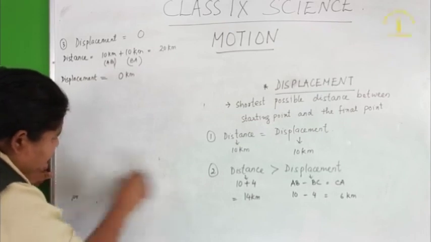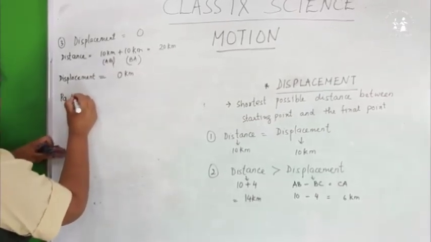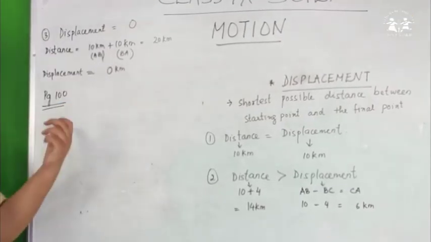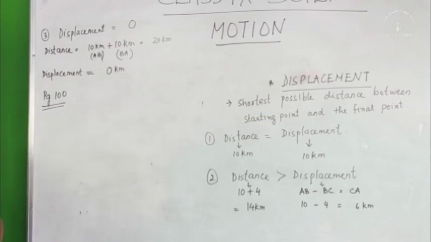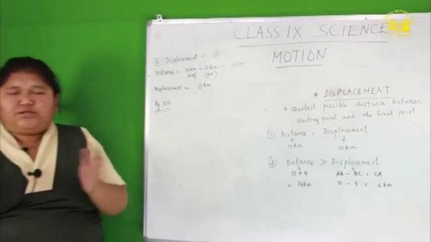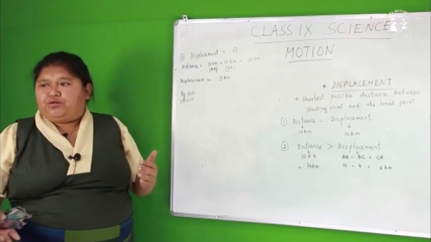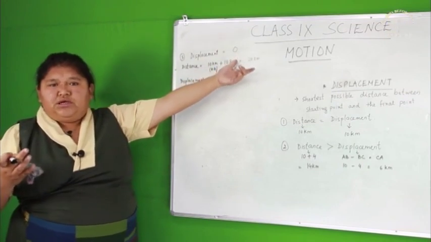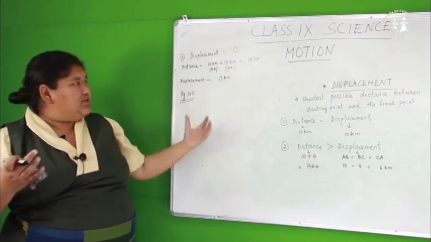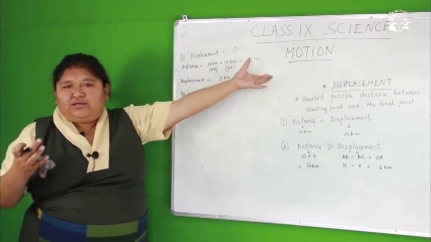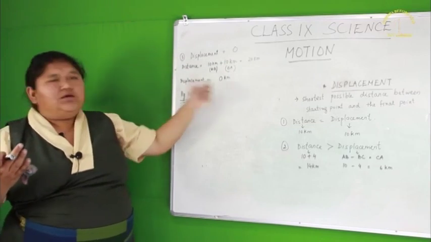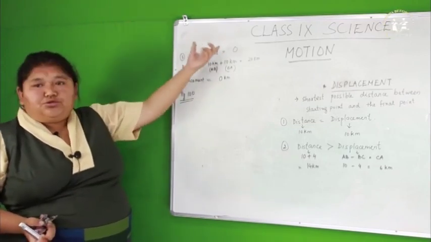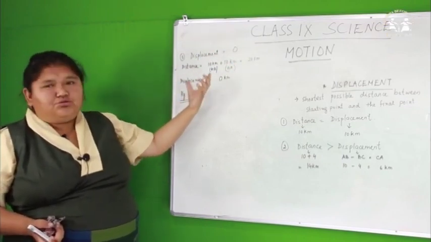We will discuss these in your textbook, page number 100. On page number 100 there is a question: an object has moved through a certain distance. Can its displacement be 0? If yes, support your answer with an example. So can displacement be 0? Yes, it can. Let us consider an example where the distance is 20 km, which means the object has moved, right? But the starting point and the final point are the same, so displacement is 0 km.